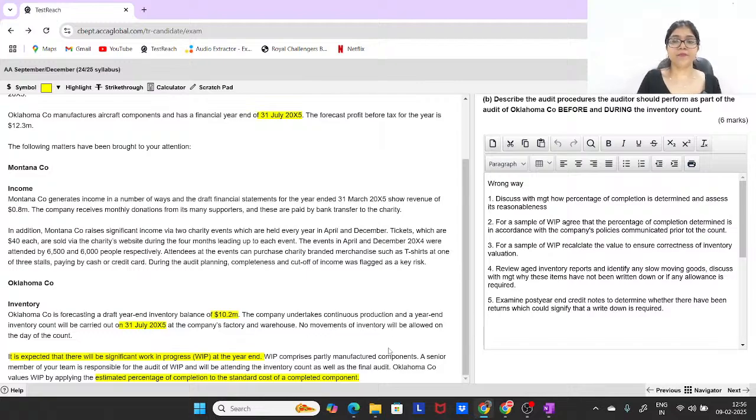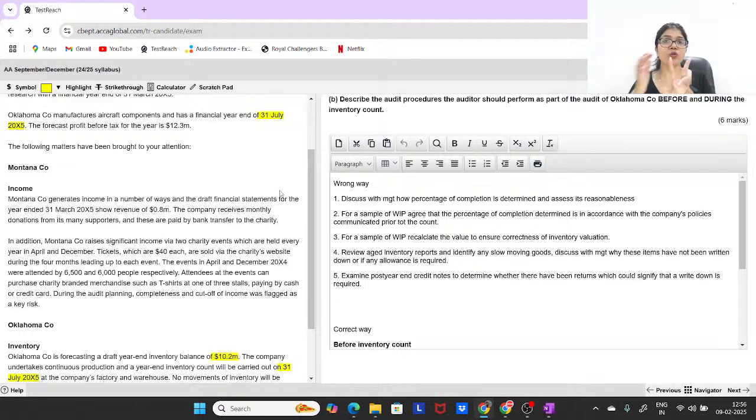Now the question is saying that we need to focus on two types of audit procedures in the inventory only, which is before the inventory count and during the inventory count, right? Because it is a 6 marker, bifurcation has to be there: 3 marks for before the inventory count and 3 marks for during. So you have to write 3 points each.